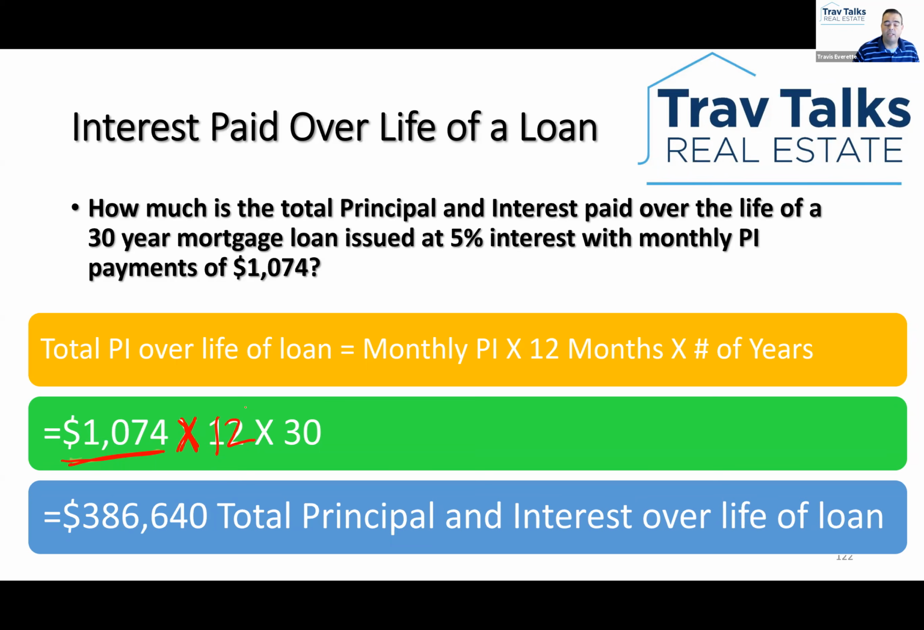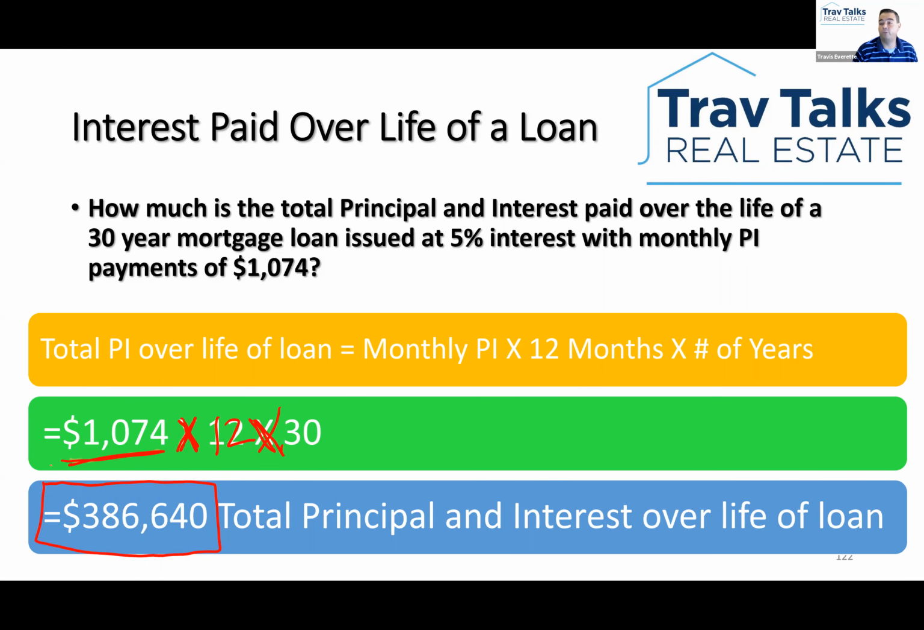And how many years did they say they borrowed the money for? 30. So times 30 years. If we do that, on that loan, we have paid back a grand total of $386,640. If we make every payment as scheduled on time, no more, no less, we're going to pay back $386,640. Talk to me if you don't see where that number comes from.